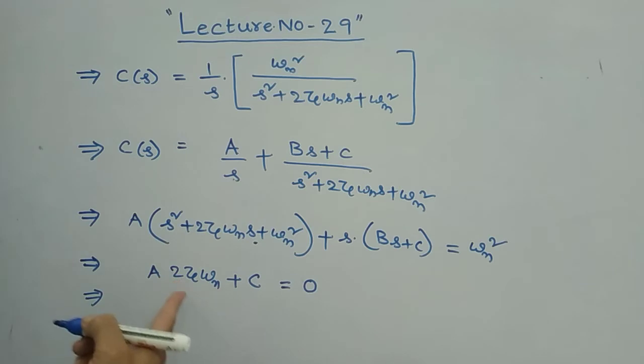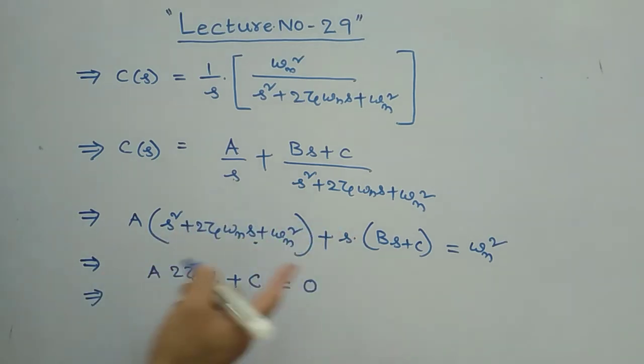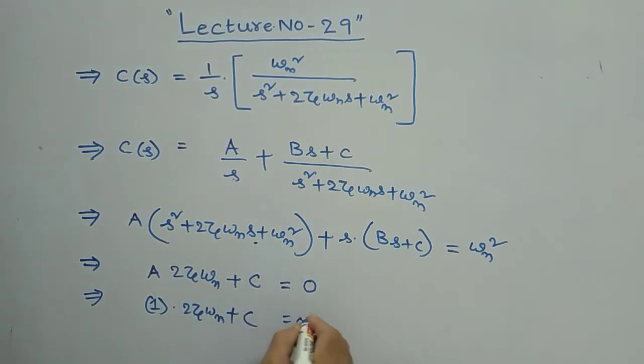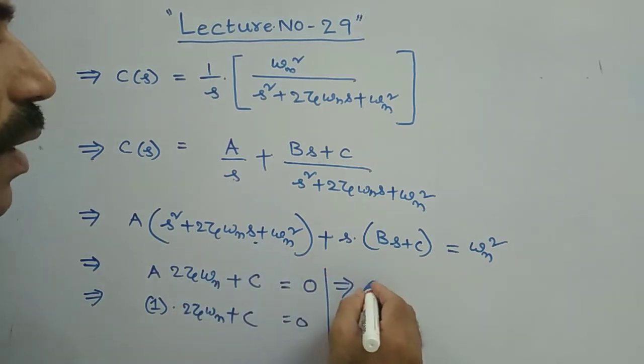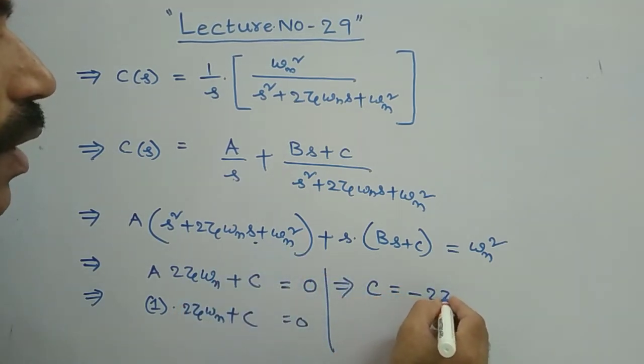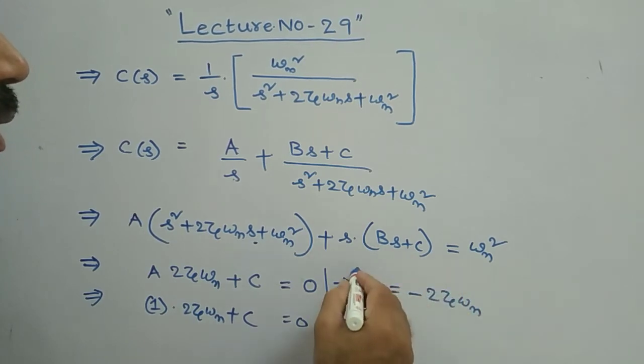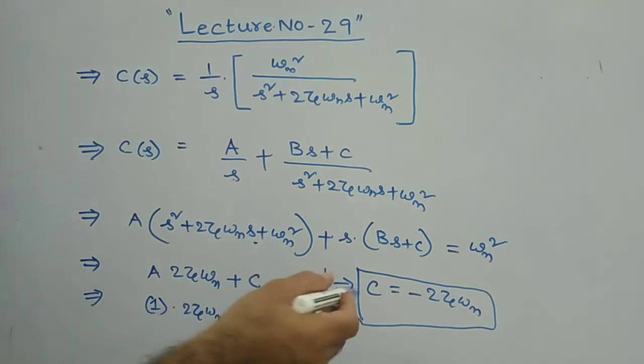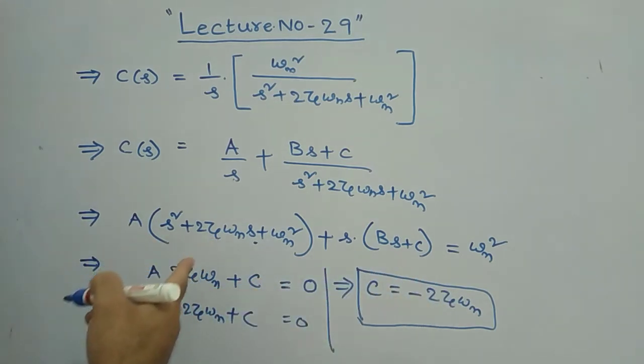what will you write? Here you substitute the a value, which is 1. We already obtained a as 1, therefore substitute a as 1 here. This is 1 into 2 zeta omega n plus C equal to 0. Therefore, 1 into 2 zeta omega n is 2 zeta omega n, so C is equal to minus 2 zeta omega n. This is your C value. By equating the s terms on both sides, you get the C value as minus 2 zeta omega n.